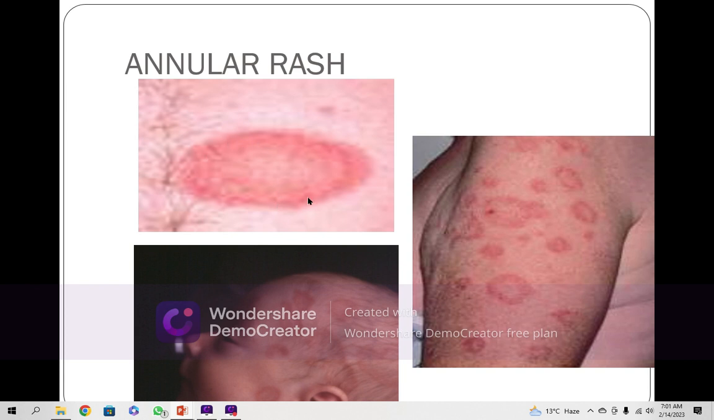You see the annular type of rash. See this, very clear margin here. Inside it is slightly paler, and the margin can be palpated easily. These types of rashes are usually associated with fungal infections. That is, in cases of tinea, you will find these types of rashes.